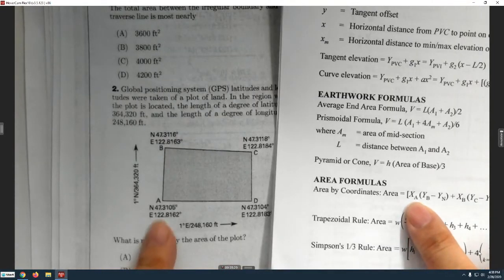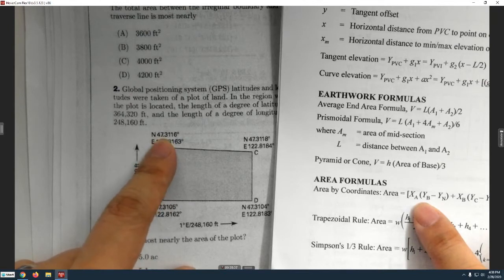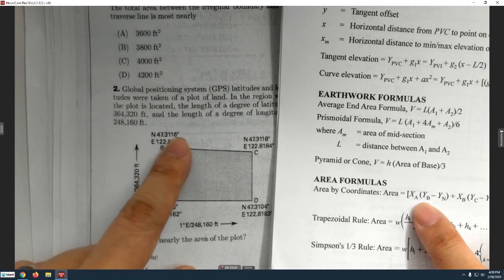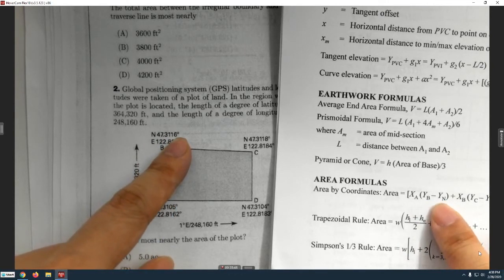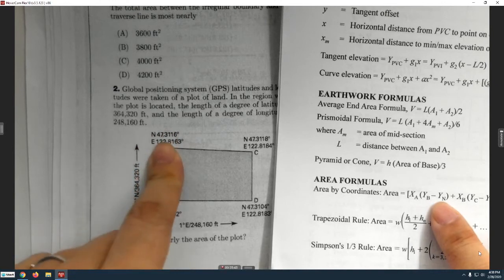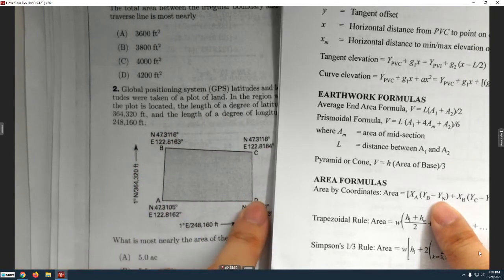And then YB. So you move to point B, find the vertical coordinate, the north-south direction. So you use 47.3116 minus YN. So what is N? N is, go back here. N is when you go through here, the last point before you go back to A. Okay, so in this case it is D.